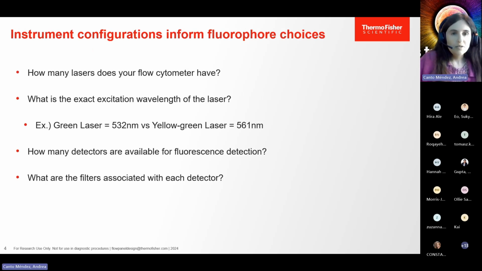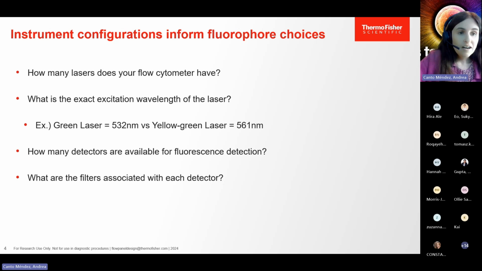So the first thing we need to consider when we are building a flow panel is the instrument configuration. We need to understand how many lasers our flow cytometer has, and also what is the exact excitation wavelength of each laser. For example, our cytometer can be equipped with a green laser or with a yellow-green laser. As you can see in the slide, the excitation wavelength of these two lasers is slightly different, and this is going to affect the efficiency of the excitation of some fluorophores, such as the very popular fluorophore PE.